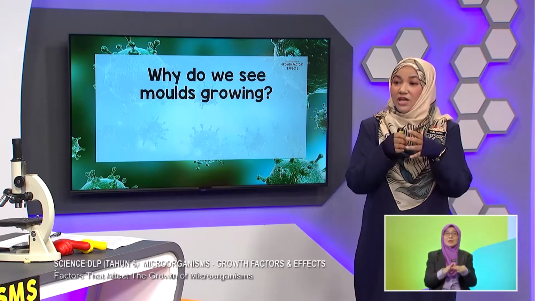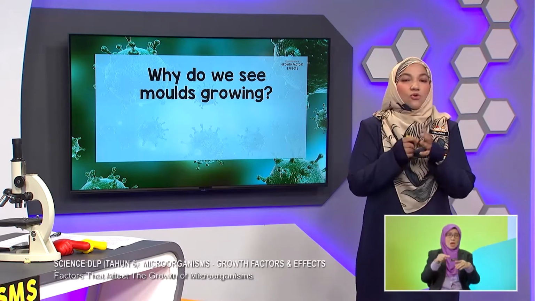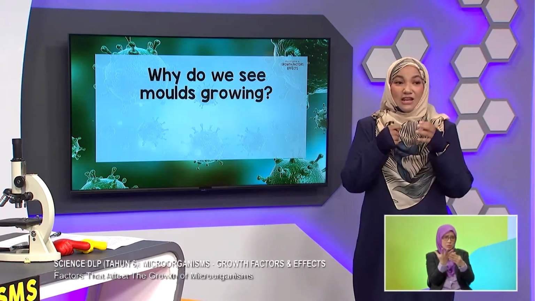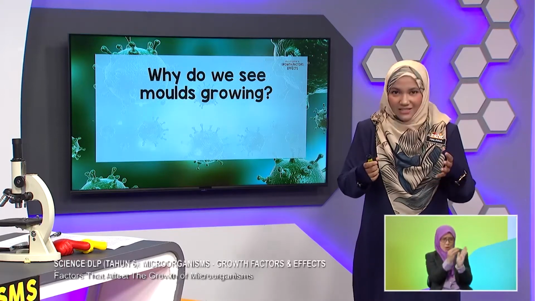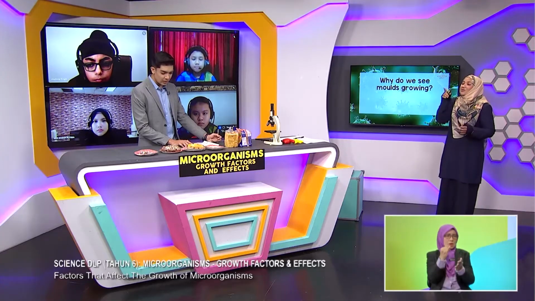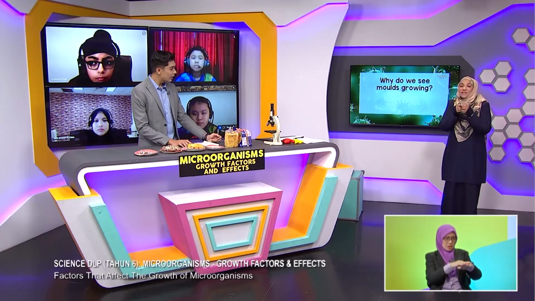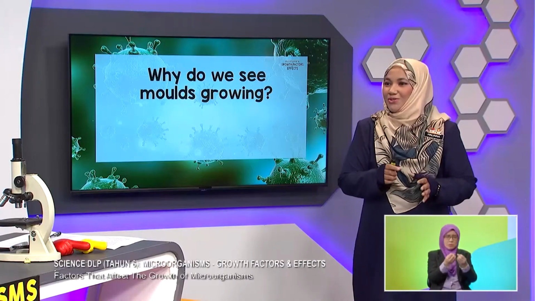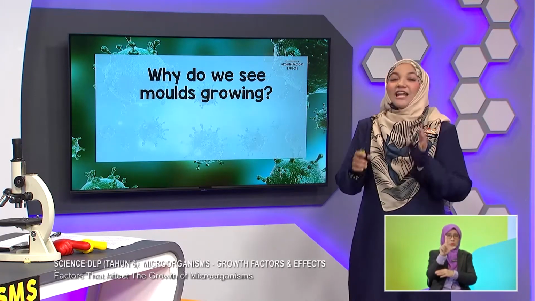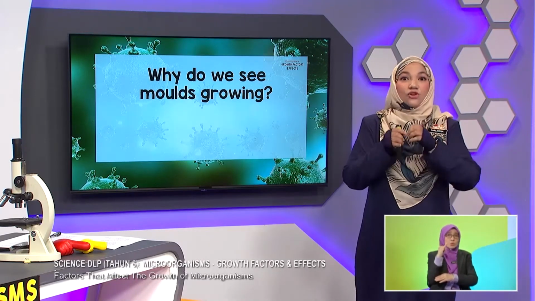But when they grow not in hundreds, not in thousands, but in millions. In millions? So what you are seeing right now on that mango are actually millions of moles. Oh no! So that is why we can see them now, because they have grown.